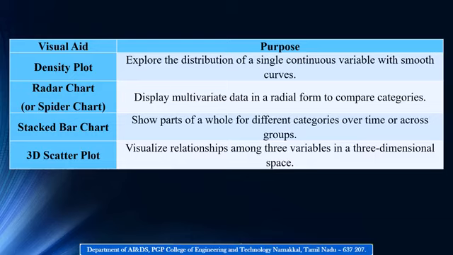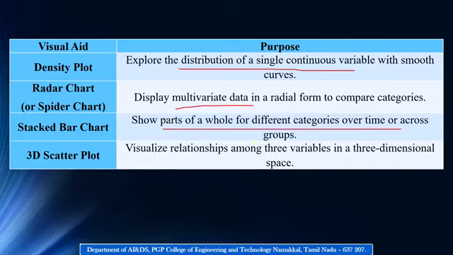The next one is a density plot. This is for exploring the distribution of a single continuous variable. A single variable for which continuous data is available, you can go for a density plot. Radar chart, it's a multivariate data analysis. This is your lecture number 5. It is used for analyzing multiple variables, more than two. Then stacked bar plot, it shows the plot for the different categories over time or across the groups. Stacked means it will be converted to 100%. The first variable is how many percent, the second variable's contribution is what, the third variable's contribution is how much. So you can convert them into a single stacked bar.